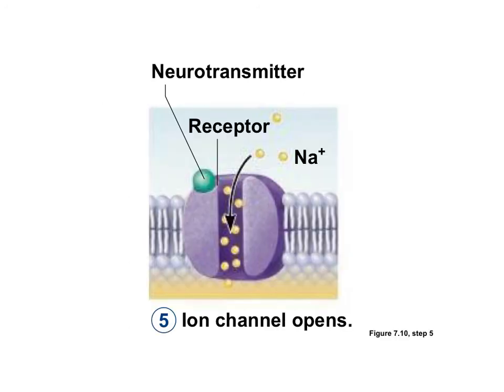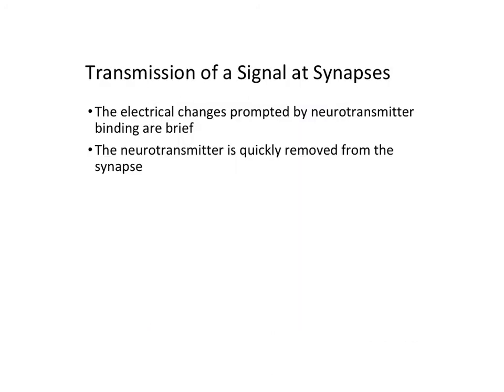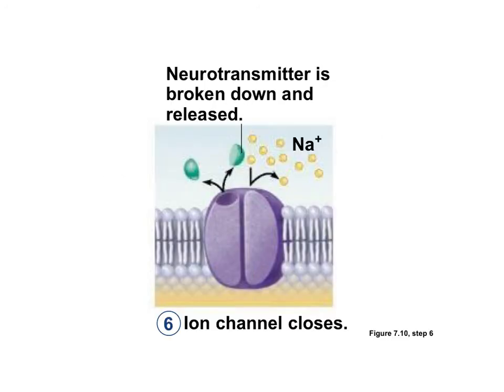Again, that neurotransmitter binds to the ion channel. When the ion channel opens, now it becomes permeable to sodium, which, remember, is the ion that has to travel across the membrane in order to propagate a new action potential. This process happens very quickly. The electrical changes that are promoted by the neurotransmitter binding are super short, and the neurotransmitter is quickly removed from the synapse, and it can be broken down by an enzyme. So here you can see the neurotransmitter has been broken down by an enzyme. It's released by the protein, and then it's available to start a new action potential.